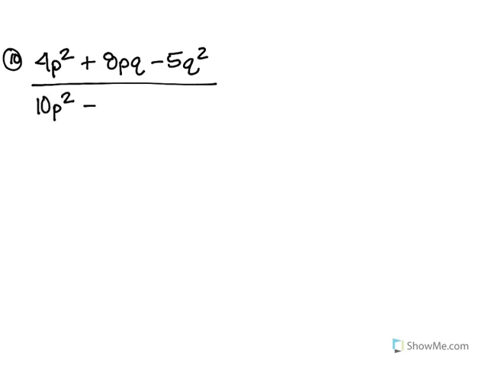4p squared plus 8p cubed minus 5q squared, all over 10p squared minus 3pq minus q squared. Now, looking at that top and that bottom is just a what? Just a basic factor trinomial. That's just two trinomials, right?